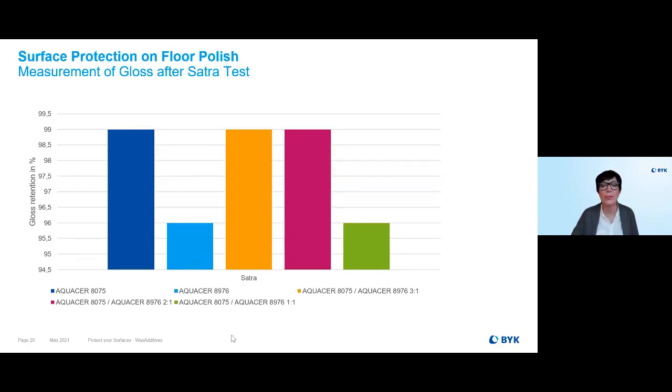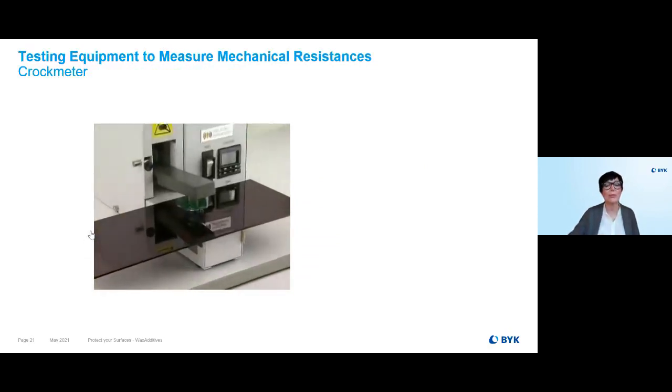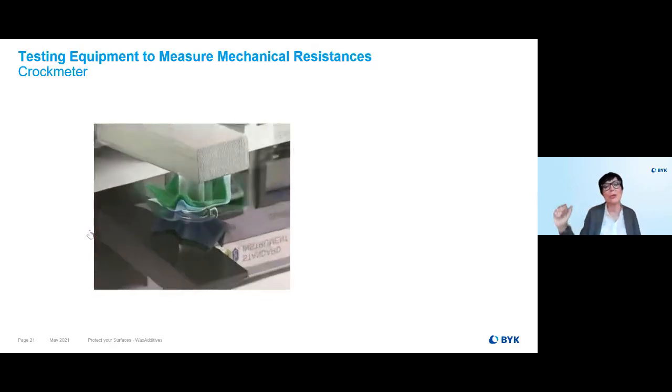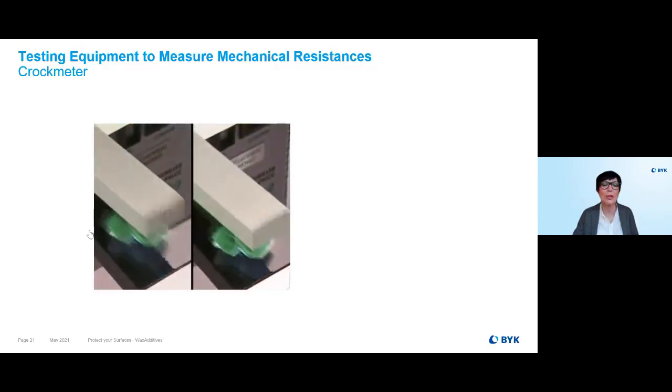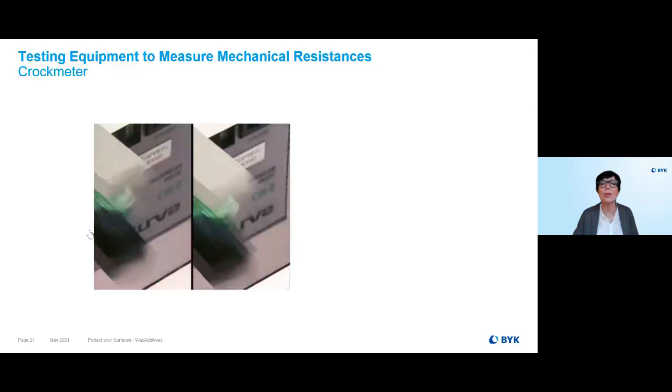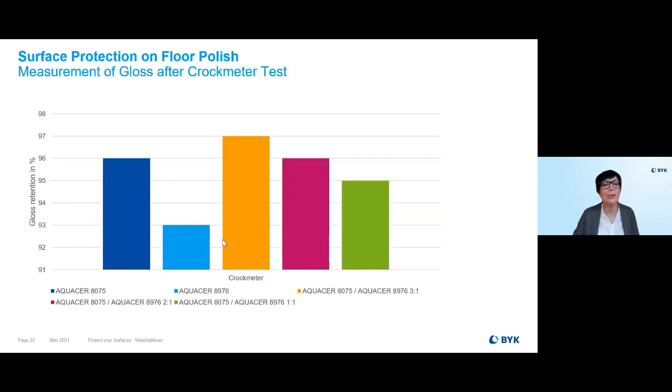The next test we are doing here is a so-called crock meter test. So here we are using a sanding paper, which we scratch on the surface, even here about 10 times, and we will measure again the gloss before and after the scratching. So here you can see how it works. So even here we use the PMMA panel, apply the polish, and after 24 hours we do the test. And here you see the results.